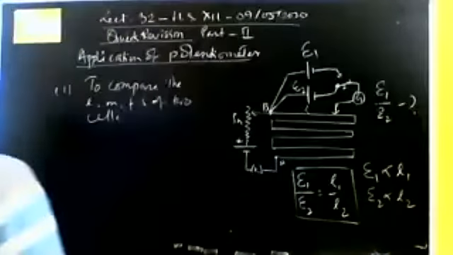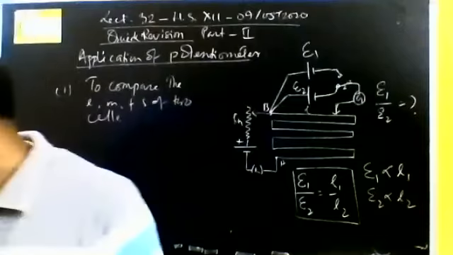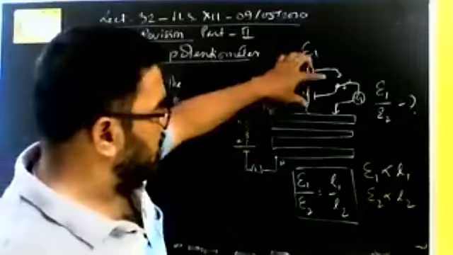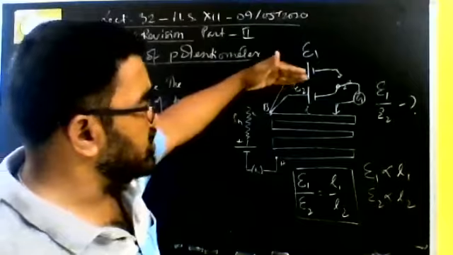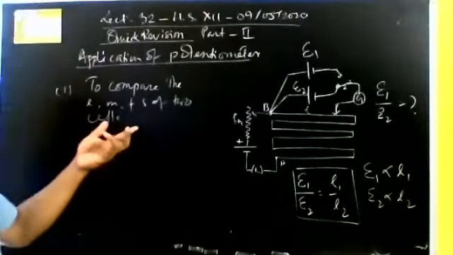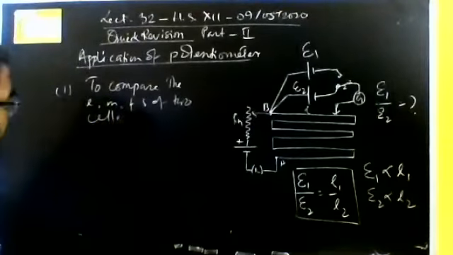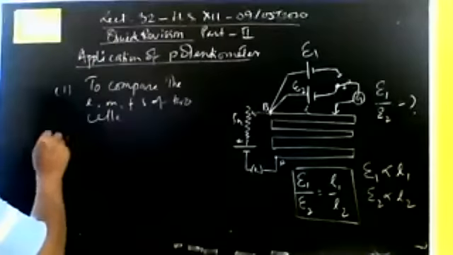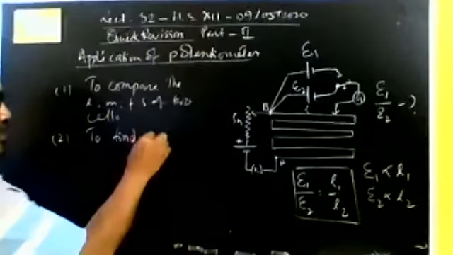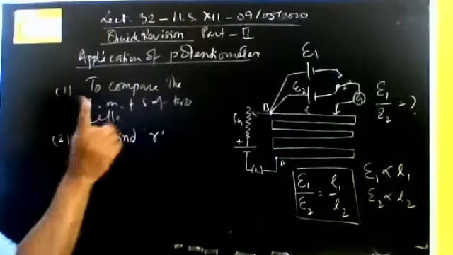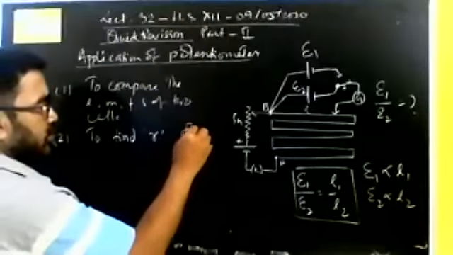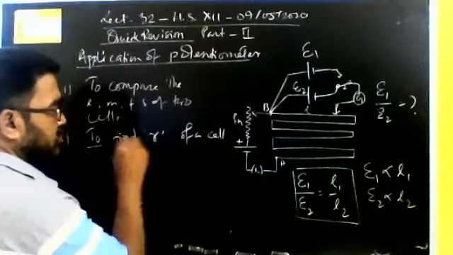Secondly, you have a second application. You have to remove this. This is the first application, to compare the EMFs of two cells. The second application is another very important one: to find r. What is r? r is the internal resistance of a cell. This is another application.